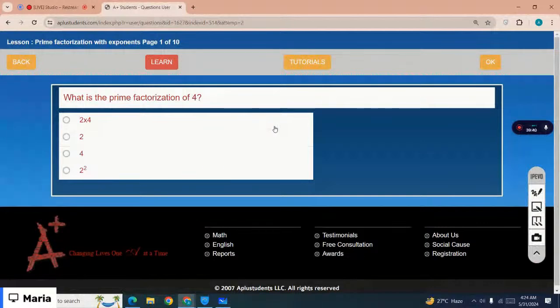That is 2 times 2, and you can write it as 2 to the exponent 2. Option number 4 is the correct option. You can just write down the option number. Option 4 it is. 2 times 2. You can write it as 2 exponent 2. That is the last option.